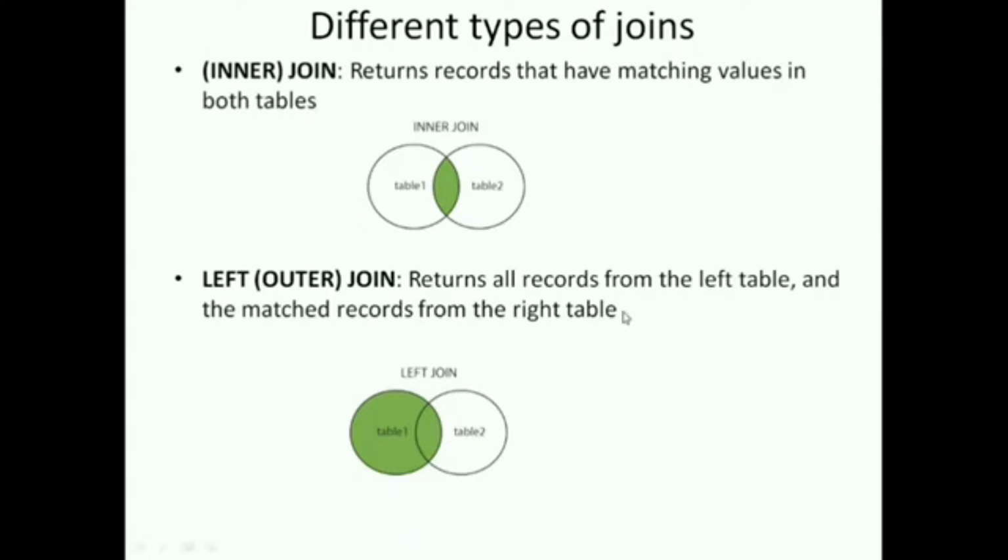Like table 1 and table 2, and the matching values between them, this middle part is nothing but the common values in both the tables. So when you say inner join, or just write join, the common values which have the matching values will be retrieved.